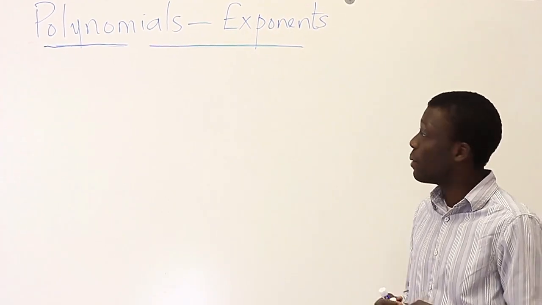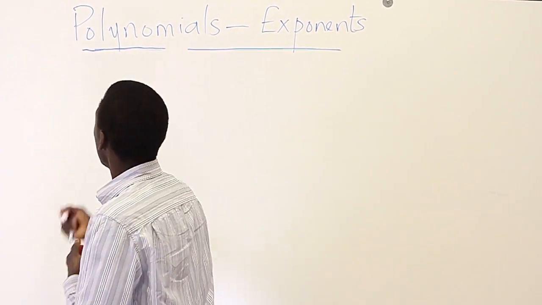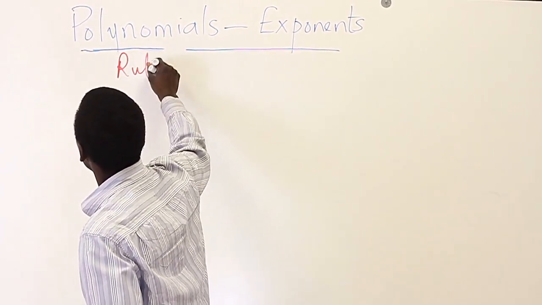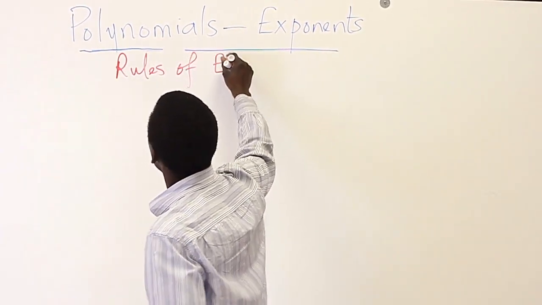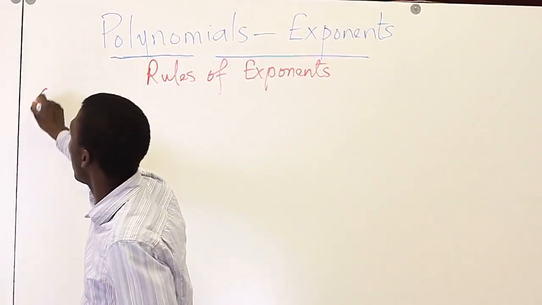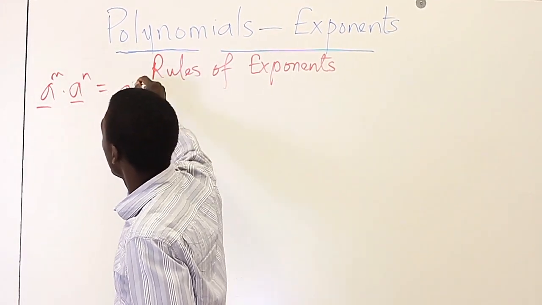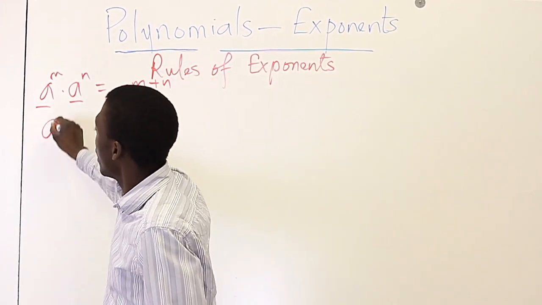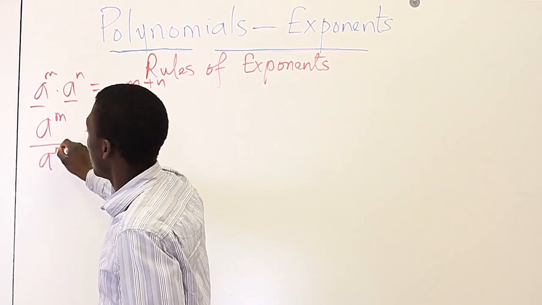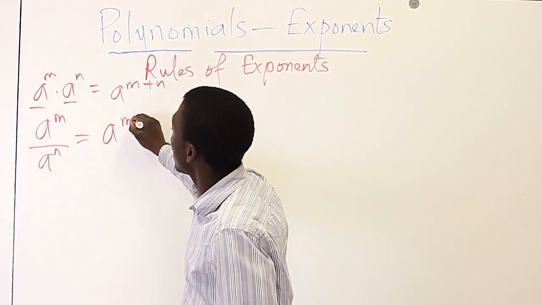So we're looking at more polynomial, or rules of exponents, so to speak. We've looked at two rules so far. If two things have the same base and they're multiplying, you can add their powers. If you have a division and a is not 0, then you can subtract their powers.